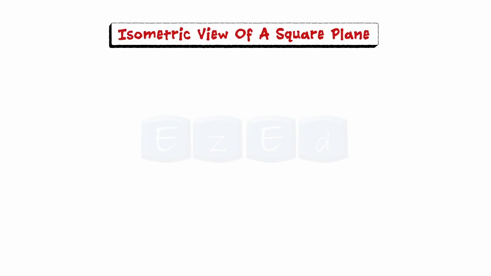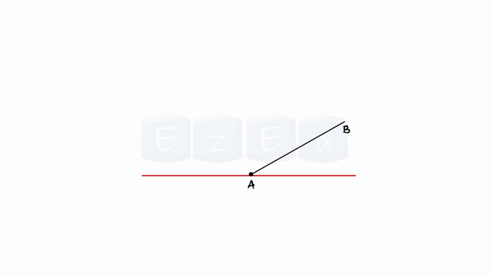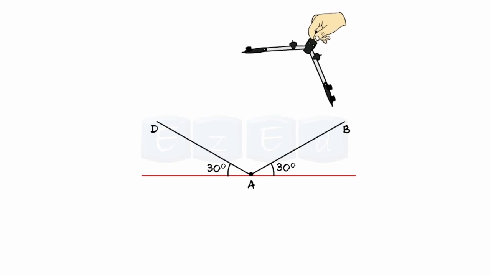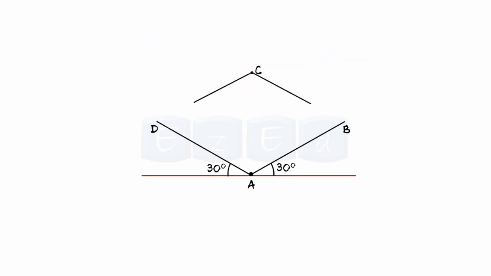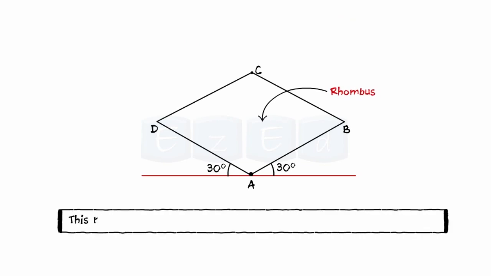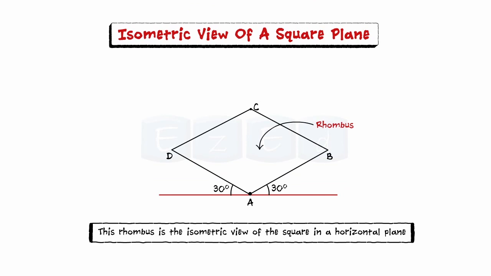Let us draw the isometric view of a square plane. Draw a horizontal reference line, and from any point draw the sides AB and AD inclined at 30 degrees. Now from points B and D, draw arcs and mark point C and join the lines BC and CD. This rhombus is the isometric view of the square in a horizontal plane.